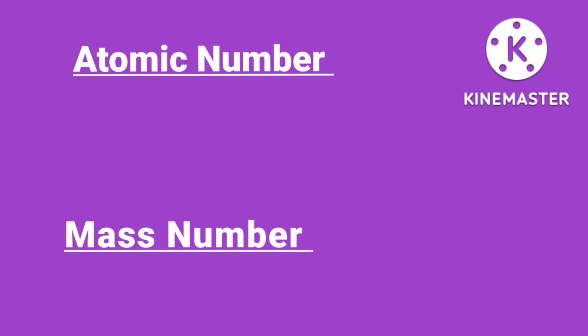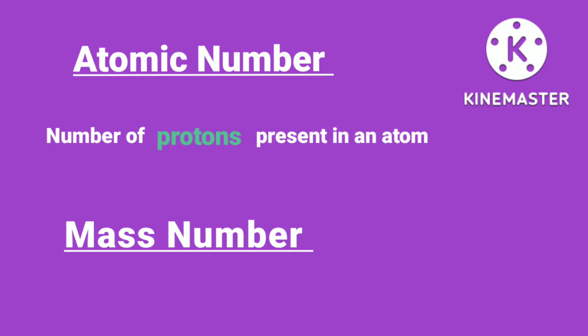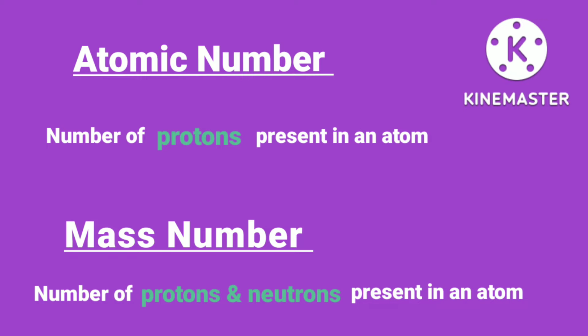Today we will learn about the concept of atomic number and mass number. Atomic number is the number of protons present inside the nucleus of an atom, whereas mass number is the number of protons and neutrons present inside the nucleus of an atom.